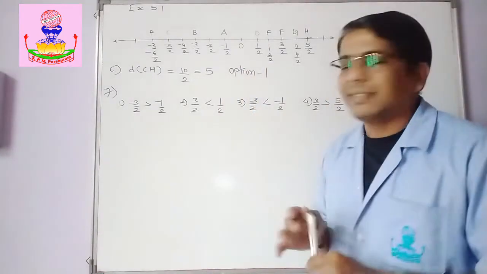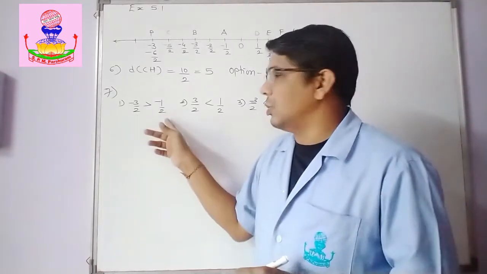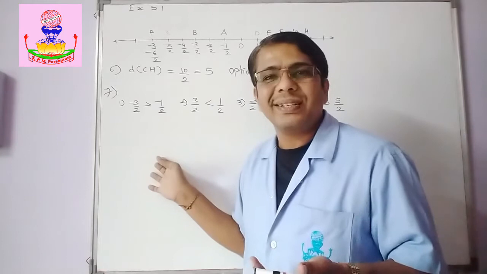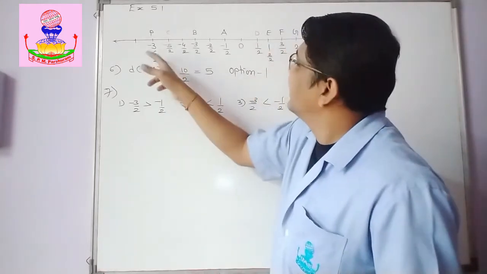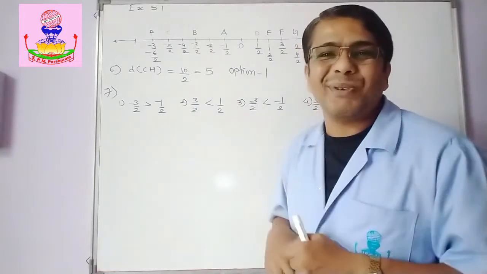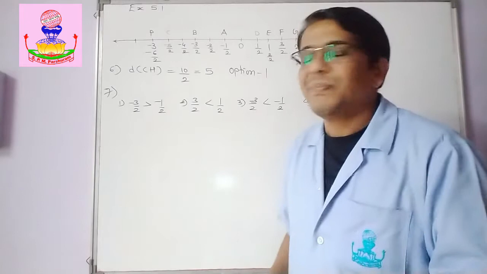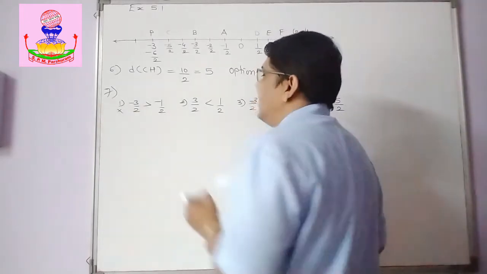Now for that you don't need this number line also. You can decide. Now minus 3 upon 2 is smaller than minus 1 upon 2. Yes or no? You can check it. It is on the left hand side to minus 1 upon 2. So it is definitely smaller. So this is wrong. Here it is given minus 3 upon 2 is greater. So that is wrong option.